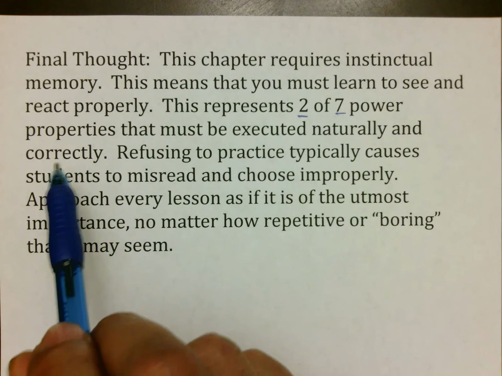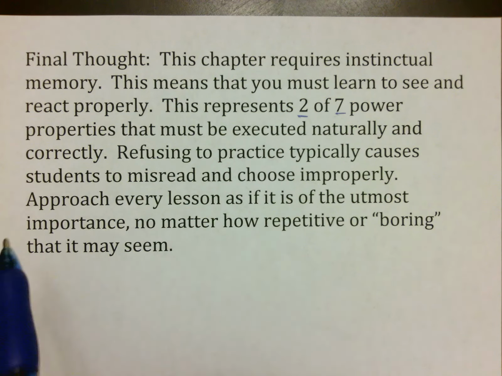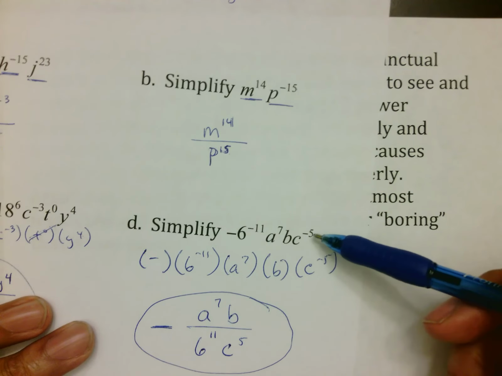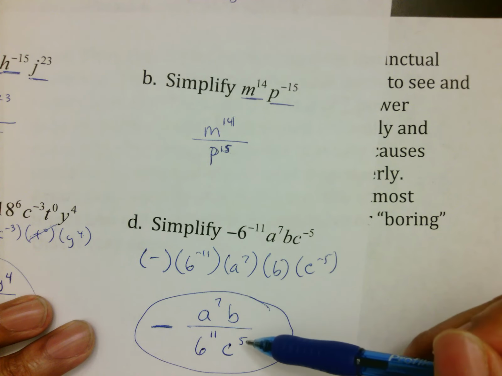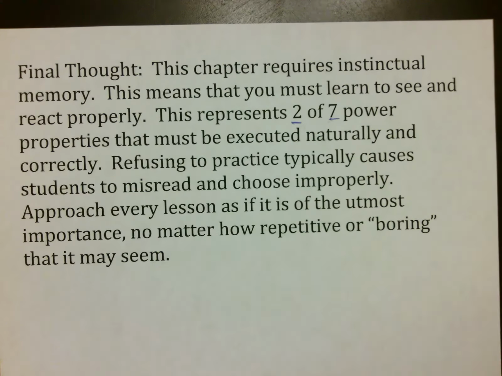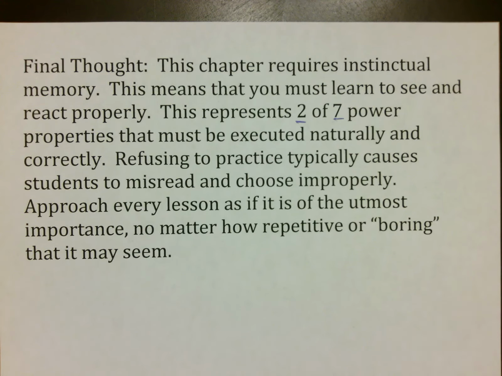Make sure you're not in a position to where you see something and you accidentally put something in the wrong spot, or, going back to this, as people like to do, you accidentally bring down c to the negative 5th as c to the negative 5th. That is not a correct execution of that rule. So you have to make sure you know what you see, you have to make sure you know what to do when you see it, and you also have to make sure that you do not do it incorrectly, because that is honestly what costs you points on assessments and tests, that small little mistake that you didn't practice out of your system. Refusing to practice usually causes people to misread or choose improperly.